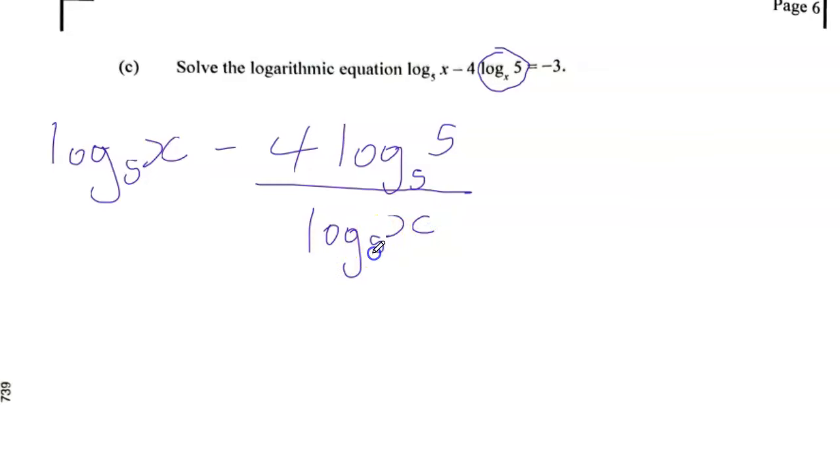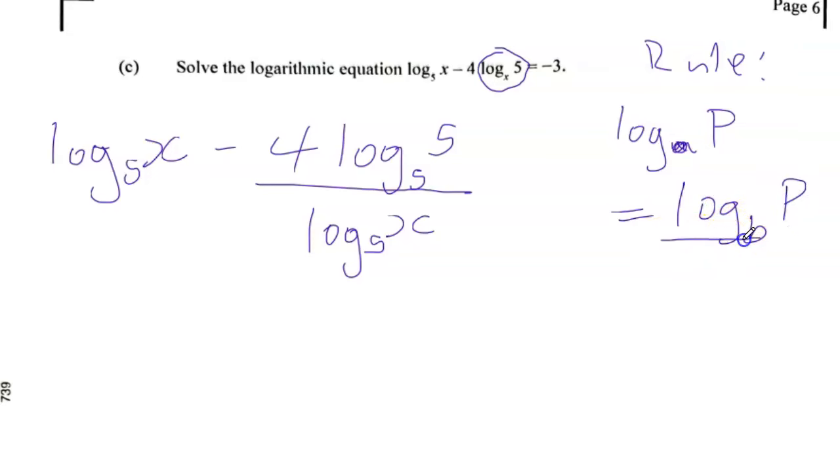But once we do that, we have to divide this by log x base 5. So there's a rule in log that says, if we change the base, for example, log p base a, if I want to change it from base a to base b, then this is equal to log p base b, but I have to divide by log a base b. And whatever the base here would come here. Alright, so that's our general rule in log.